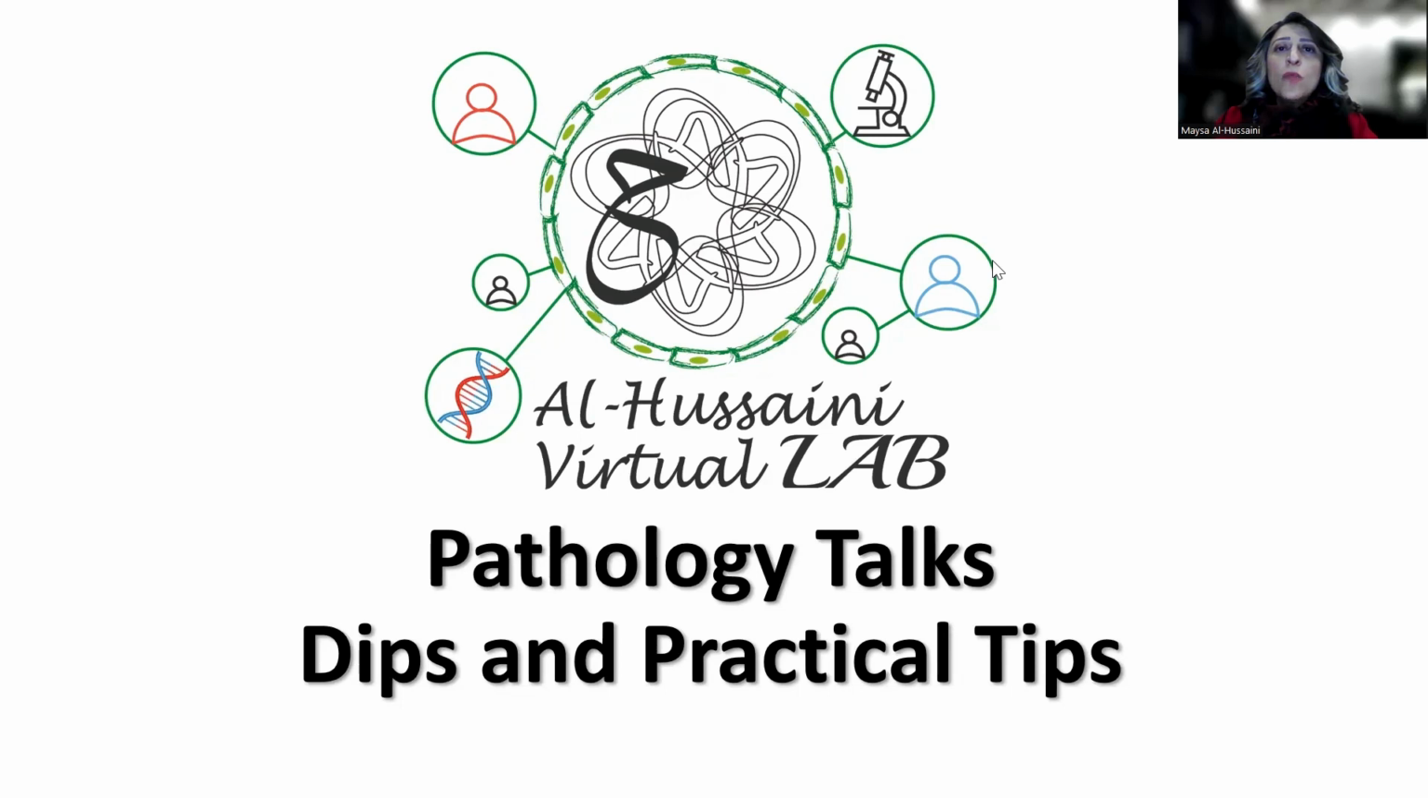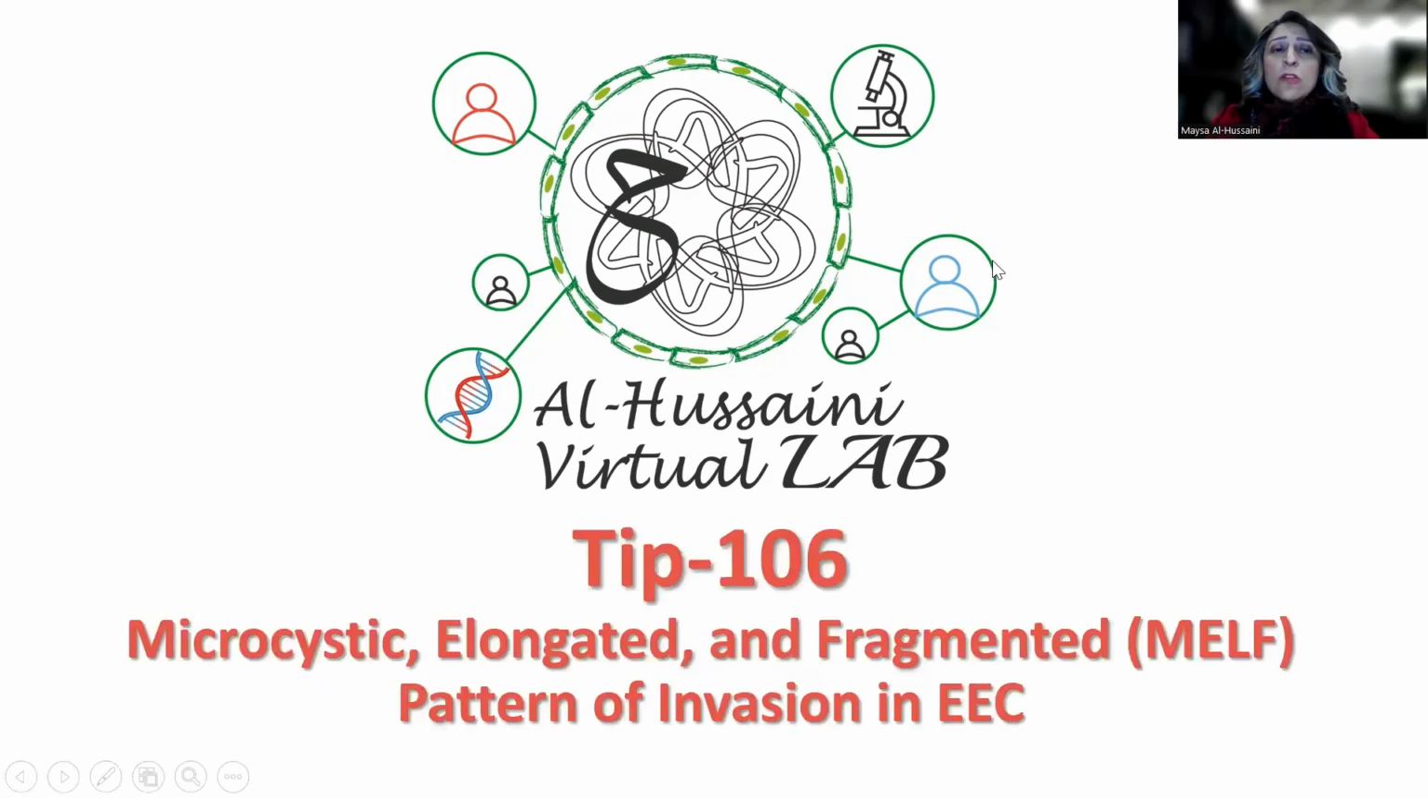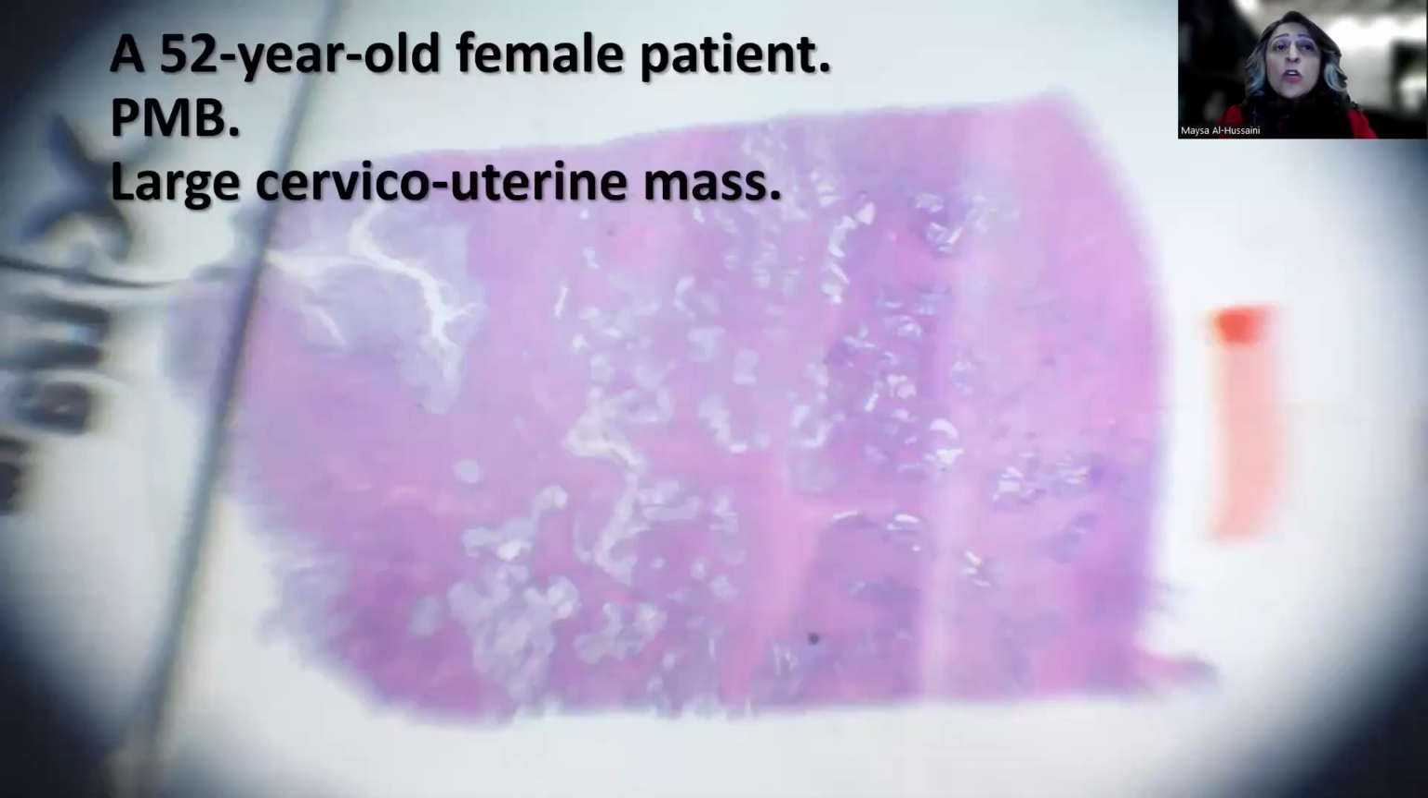What I'm going to be sharing with you today is a nice example of the recently described microcystic, elongated, and fragmented pattern of invasion in endometrioid carcinoma. So this is a case of a 52-year-old female patient who presented with postmenopausal bleeding and was found to have a large cervicouterine mass. And this is a whole section view of the endomyometrium showing the tumor here, and then invasion into almost the full thickness of the myometrial wall.